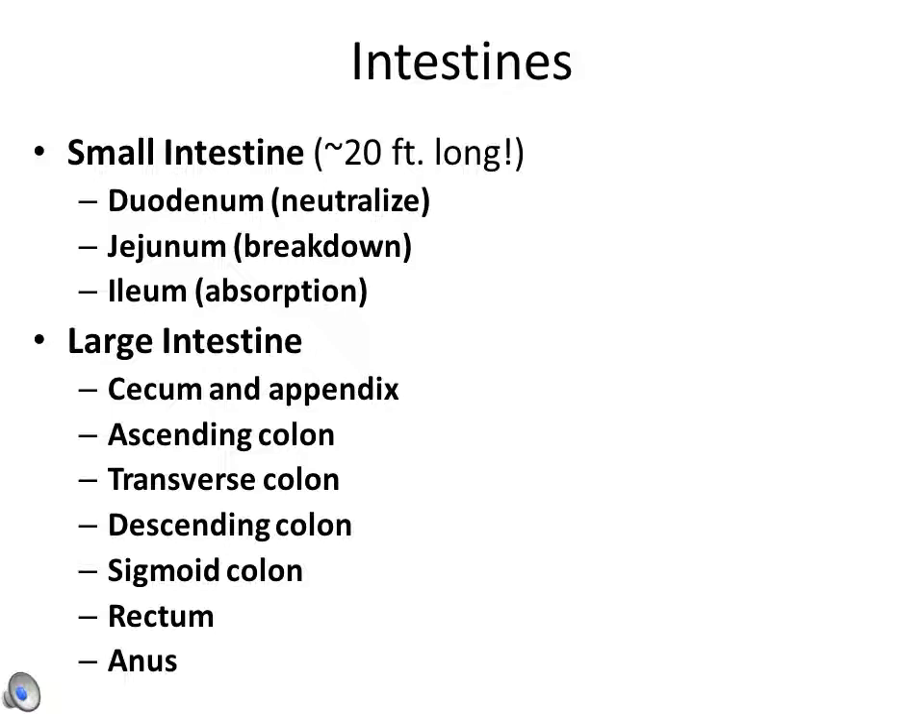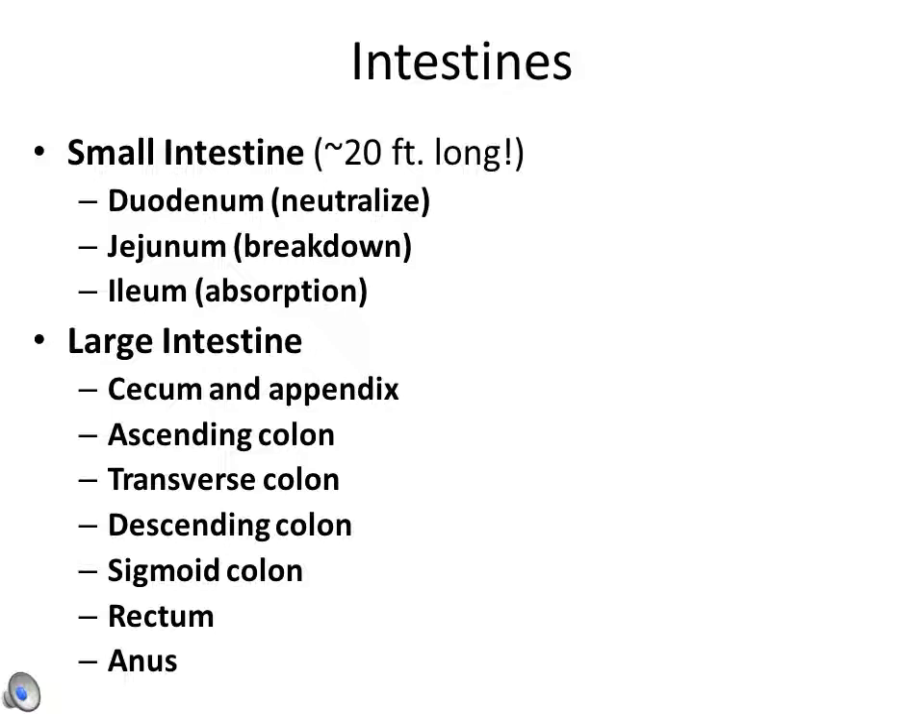The jejunum's main function is breakdown. It breaks down proteins to amino acids, carbohydrates to simple sugars, and fats to fatty acids from enzymes that are secreted from the pancreas and liver. The ileum's main function is to absorb bile salts and vitamin B12.